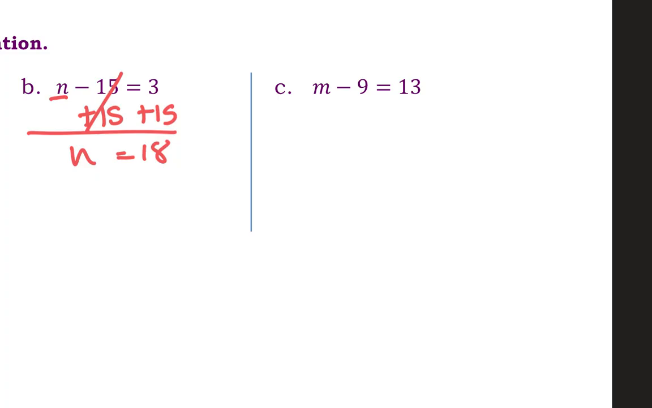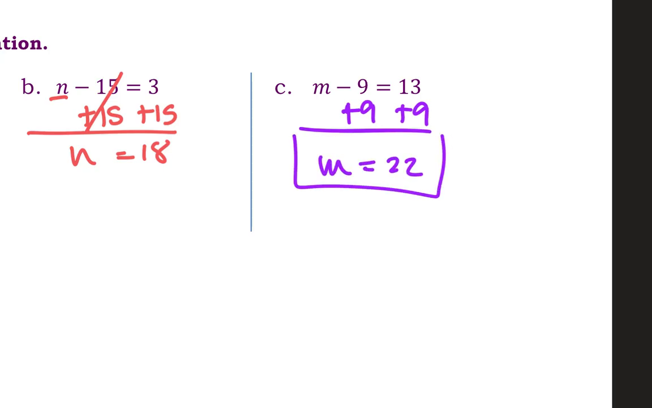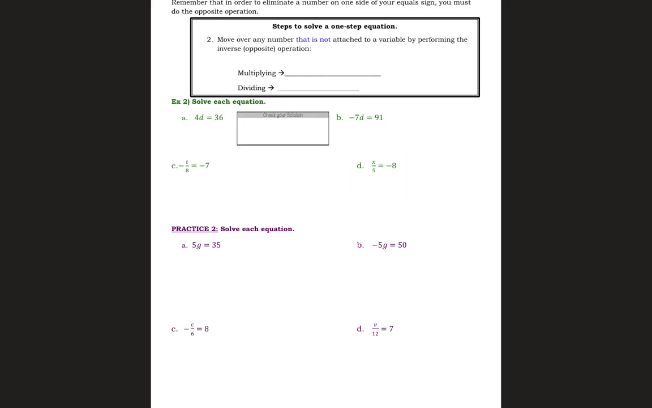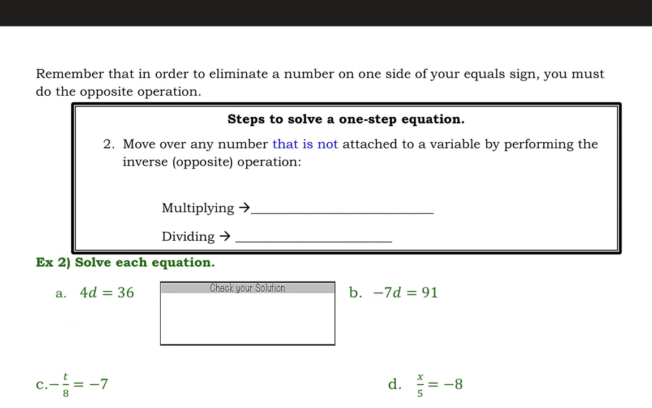And the last one, we're going to move over the 9 by adding. Good. And what's 13 plus 9? 22. Good. We're almost done. Go over to the back side. If we did the opposite of adding and subtracting, the back side is going to be the opposite of what? Multiplication and division.